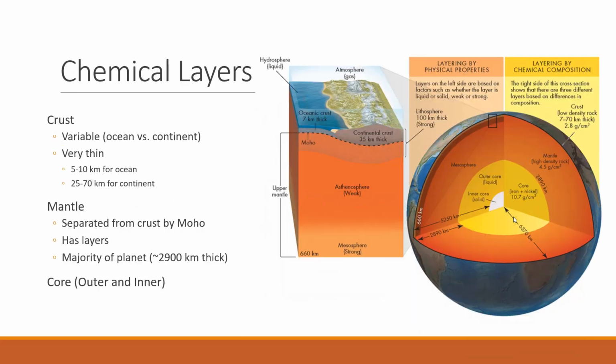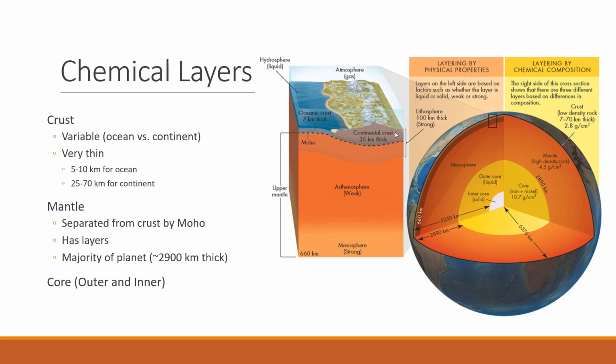So I'm going to start off with the chemical layers because it's a little bit simpler. There are 3 chemical layers. So we have, starting from the outside going in, the crust. The crust has a variable thickness because we have oceanic crust, which is very thin, and continental crust, which is a little bit thicker. So we can see that here. The oceanic crust is about 10 kilometers thick on average. The continental crust can be anywhere from as thin as 25 to as thick as 70, but 35 to 40 would be an average. The crust overall is extremely thin compared to the rest of the planet.